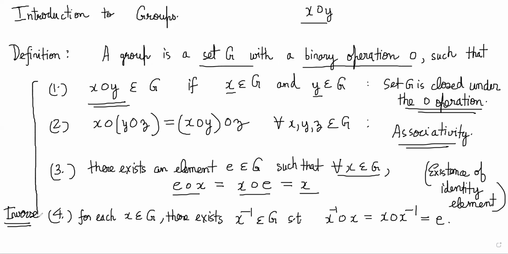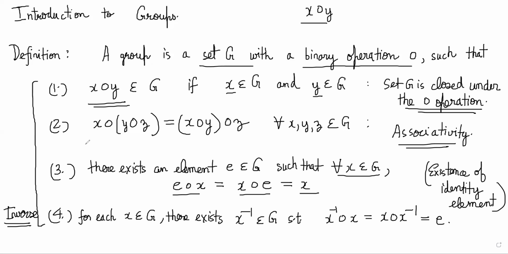So basically, a group is a set G with a binary operation such that all these four properties are true. The first property was the set was closed under the binary operation. Basically, if you operate on two elements from the set, you cannot end up with an element which is not part of the set. The second property was the associative property, where we apply the operation on three elements, then the choice of the order in which you apply the operation doesn't matter.